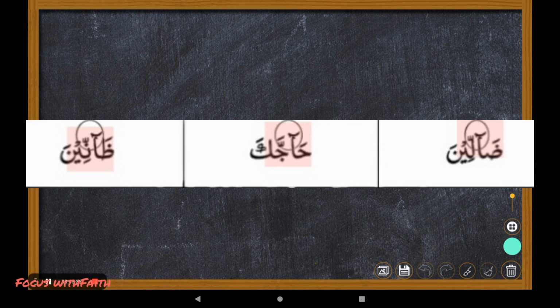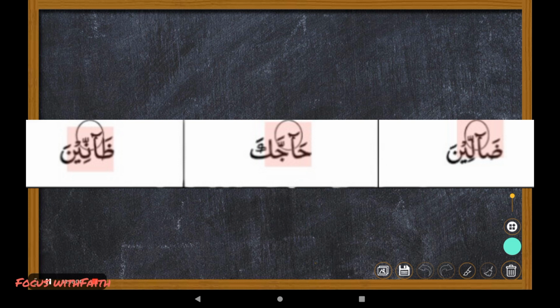And you have this last one, that is lazim. There you go. You can see here dhalin. Yes, you have madd, but there is no hamza. That is how you understand what is lazim. For muttasil and munfasil, hamza comes, but for lazim there is no hamza. Then again you have hajjaka, right? 6 counts you are extending.